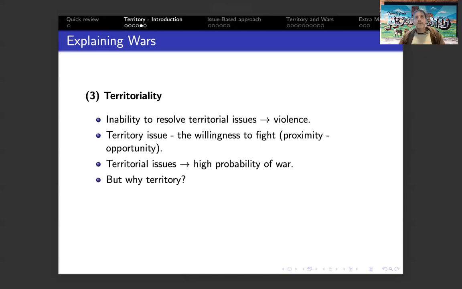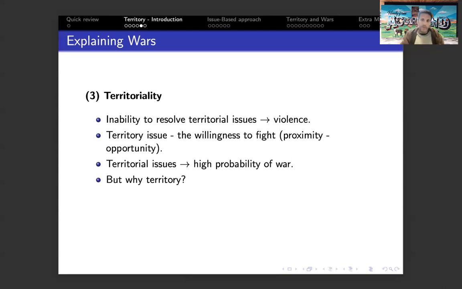This explanation views wars as a decision by states to engage in violence when they are unable to solve specific territorial disputes by using any other means. So if they cannot bargain for it, if they're not going to get to a negotiated solution, they decide to go to war. Now, those issues become more important when it comes to territorial issues, because a threat to territory becomes, in that sense, the willingness to fight.